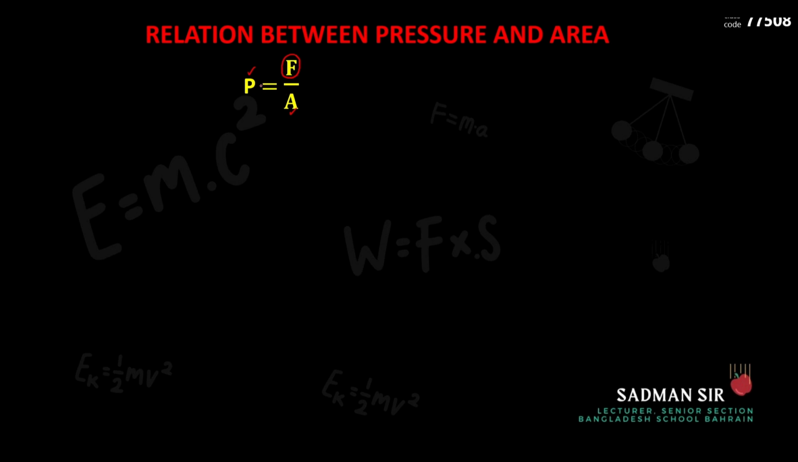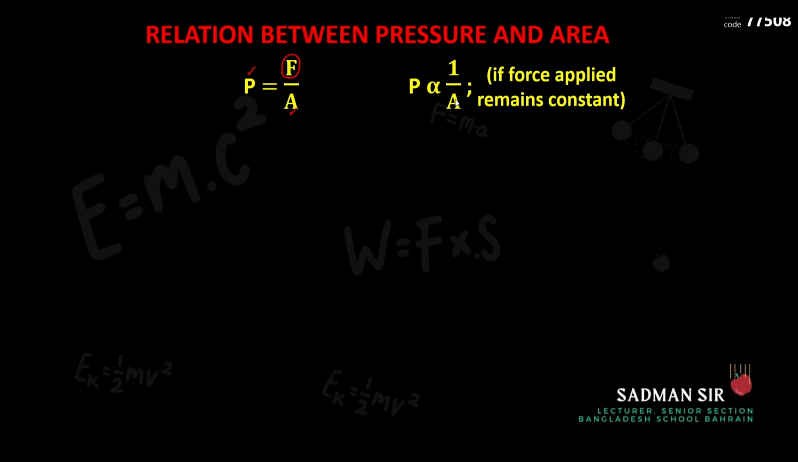Then what is the relation between pressure and area? From here, if I take F out of the equation, as I have taken a constant out of the equation, what will happen? This equal sign will be replaced by a proportional sign now, right? So it will be P is proportional to 1 by A. Also, we can say P is inversely proportional to A, given that the force applied remains constant.